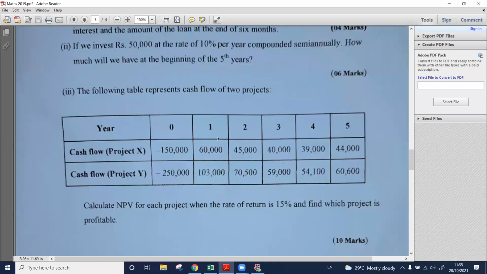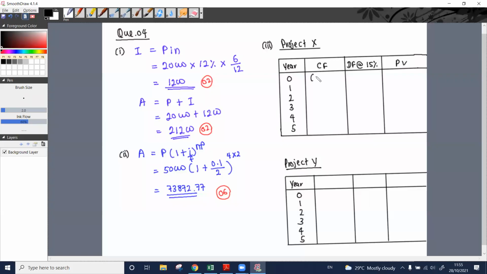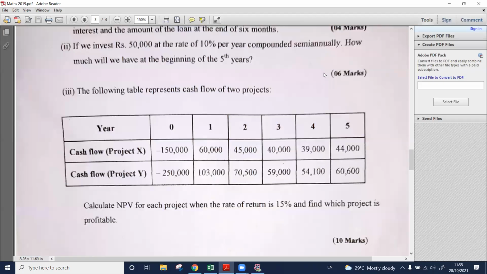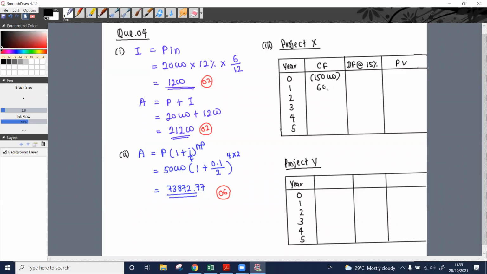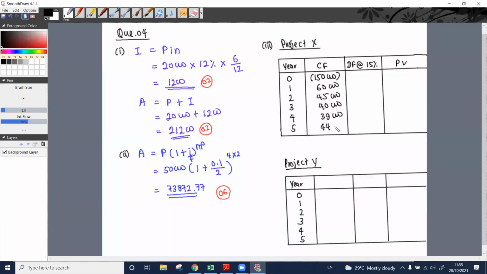Right, Project X. In year 0, there is a cash outlay of 150,000. Cash outflow of 150,000. Then 60,000, 45,000 inflow. Third year, 40,000. Fourth year, 39,000. And in the fifth year, there is an inflow of 44,000.